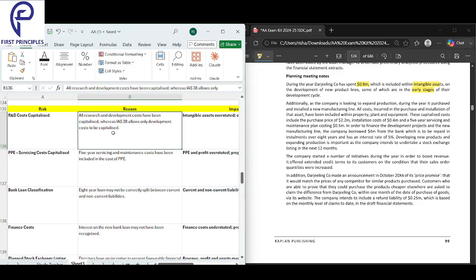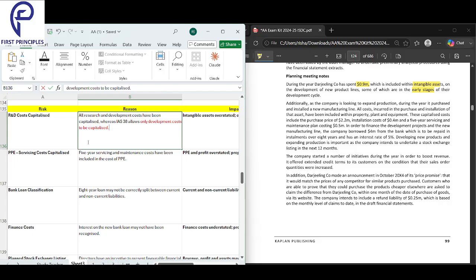What is the reason? All research and development cost has been capitalized, whereas IAS 38 says you should not capitalize everything. You should only capitalize those development costs which meet the criteria. Which cost should you capitalize? Only those development costs which meet the criteria. What they would have done over here is that all the research cost and all the development cost has been capitalized, and that is wrong.